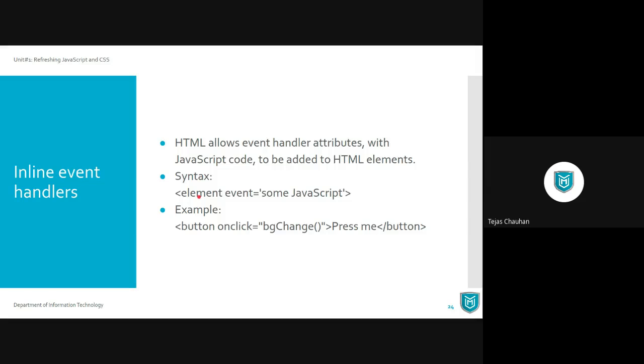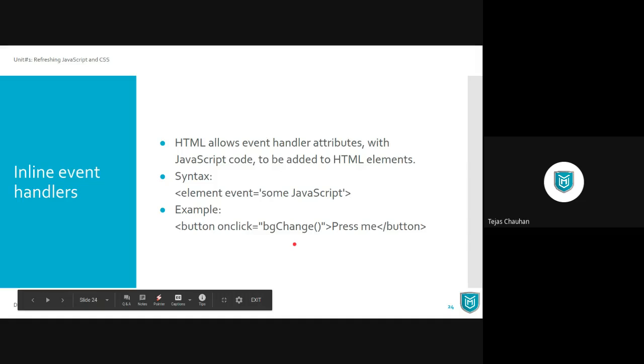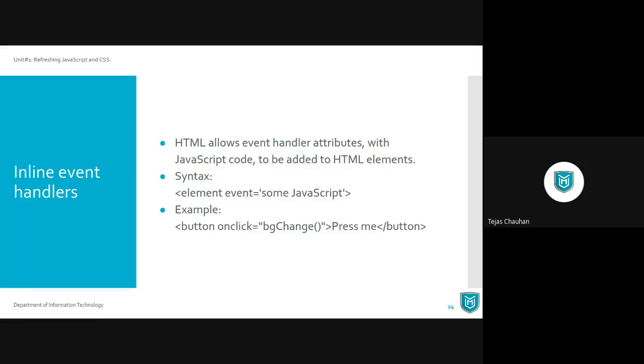So this is the basic syntax. You have your element start tag, then you go for the event as an attribute, and then define JavaScript code as a value. So this is what the example is, and you have used this kind of event handling, I believe.